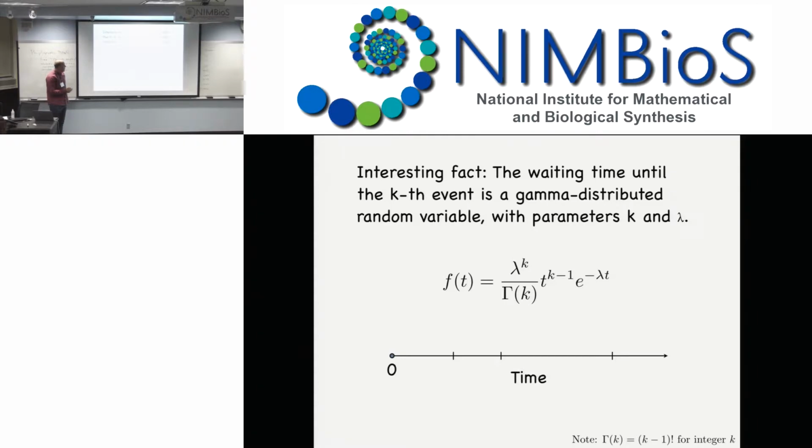It has 2 parameters: lambda, which is just the rate at which the events occur, and k, which is which event you're waiting for.